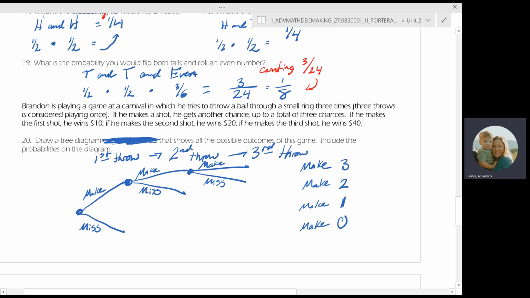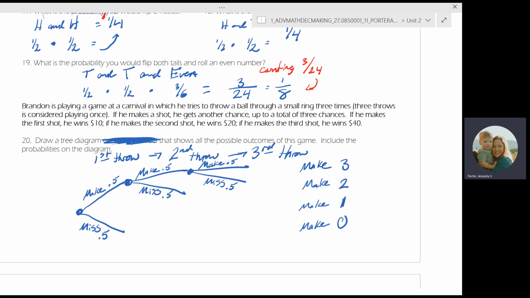So if you are not given any information about how often or what percentage of the time something may happen, then you need to assume it's 50-50 in this situation. So 0.5 and 0.5 for everything. If you're told otherwise, if I say he makes it 30% of the time, you would put a 0.3 there and a 0.7 at the other location, right? The missing.